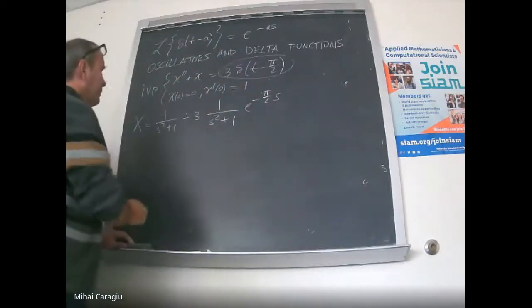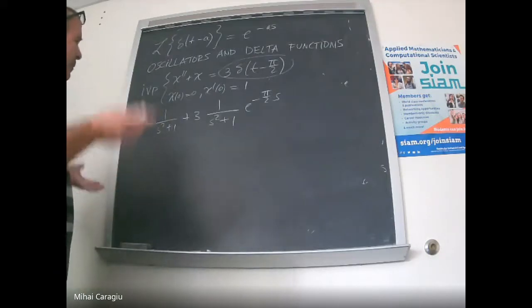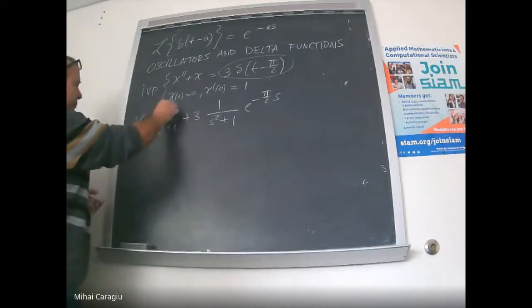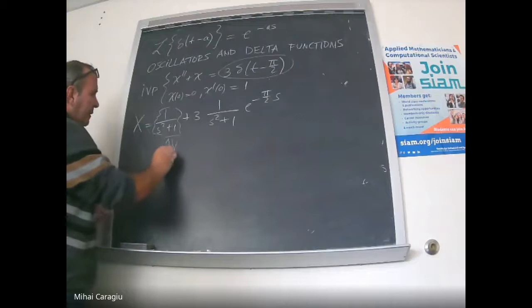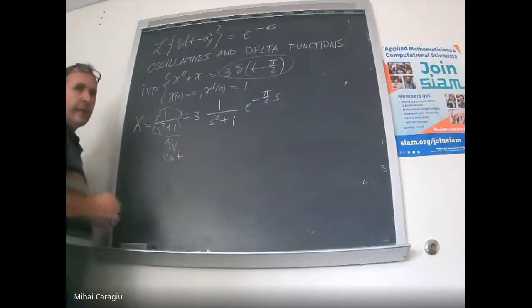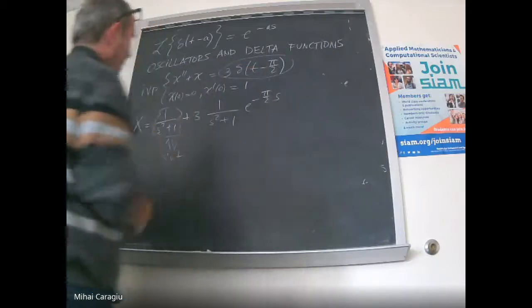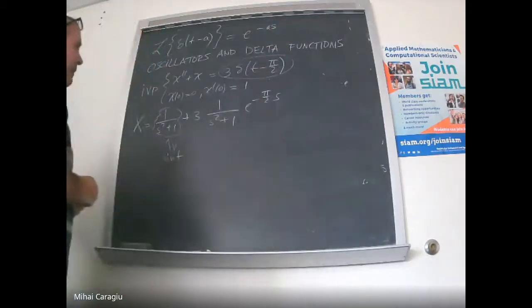Let's take the inverse transform. By linearity, the inverse transform of the linear combination is the linear combination of the inverses. So this term is transformed back into sine t. Sine t is what would have happened without any external influence. So without this external influence, the oscillator will move forever like a sine t.